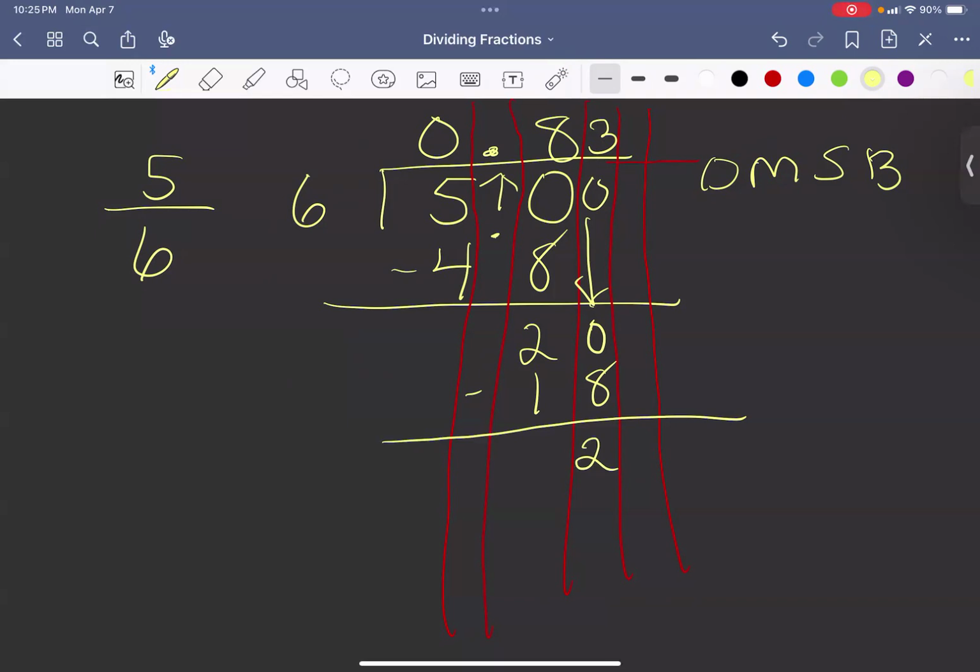And I want to keep dividing, so I'm going to add a 0. I'm going to bring that 0 down. 6 goes into 20 3 times. And you notice the same thing is going to keep happening. I'm going to keep adding a 0, and then the 2 is going to become a 20. And I'm going to keep getting 3's going on forever.